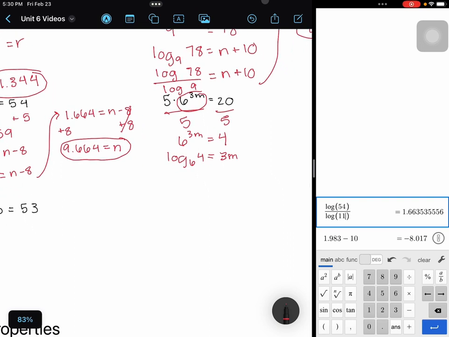So now we can calculate that. We're going to do log 4 divided by log 6 equals 3n. And go ahead and calculate that. Okay, and we get 0.774 equals 3n. And then to get rid of the 3 that's in front of the n, again, we are going to divide both sides by 3.